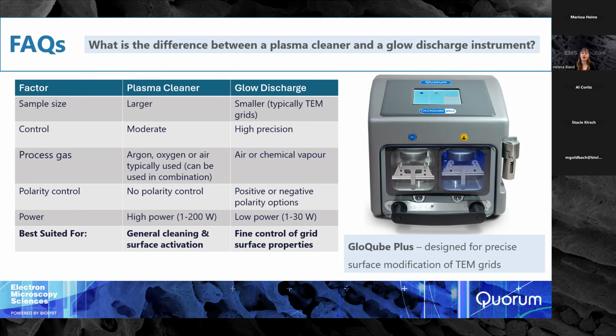But if you are activating the surface of TEM grids to make your samples adhere better to the grids, then you want to consider getting a glow discharge system, where you've got much finer control over the grid surface properties.